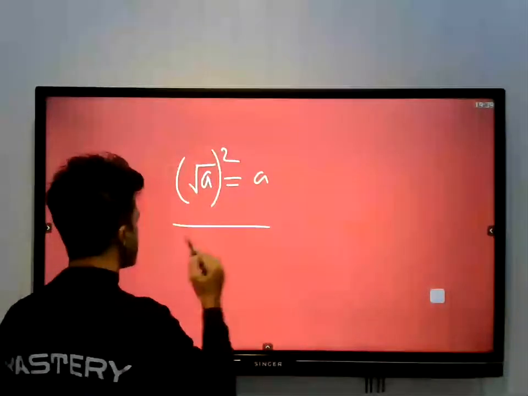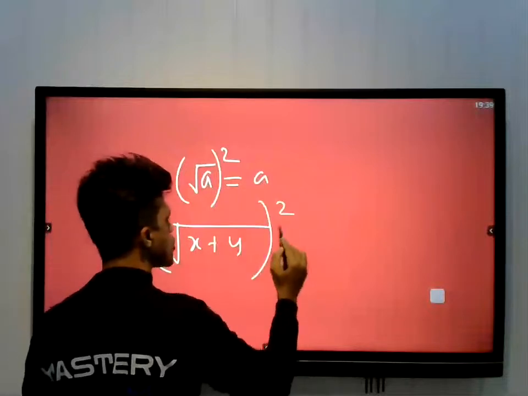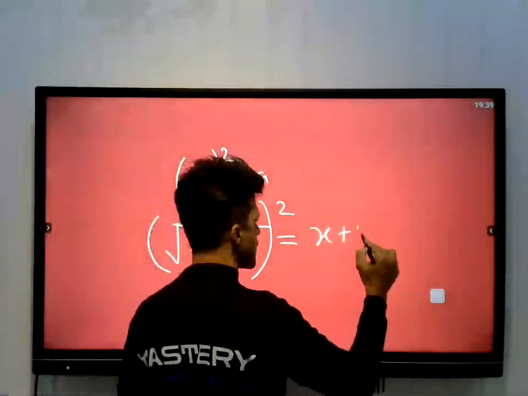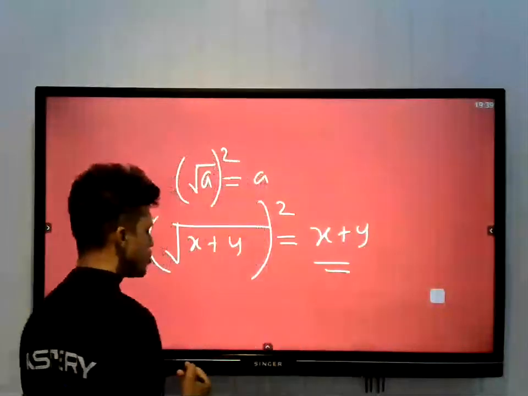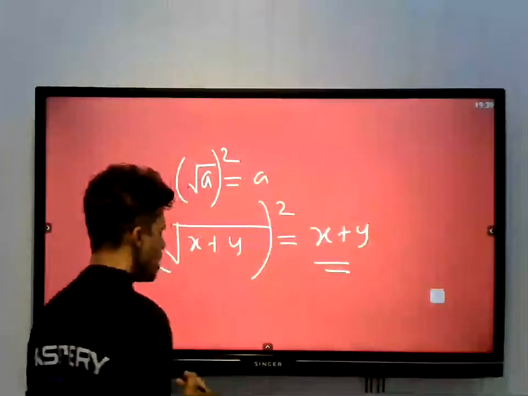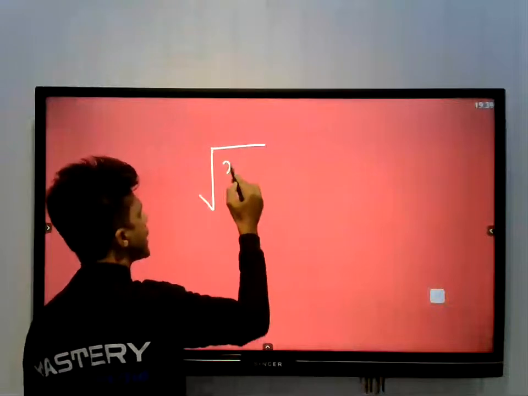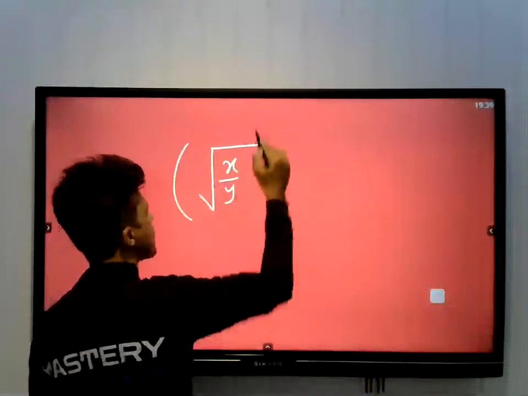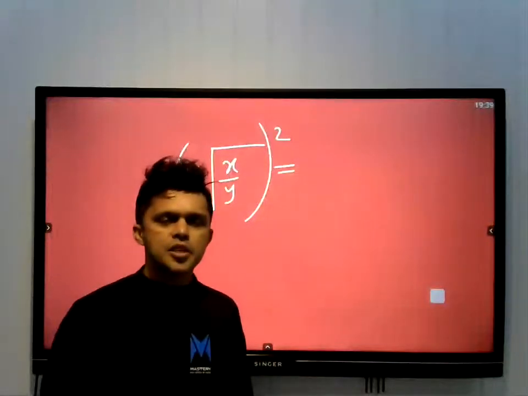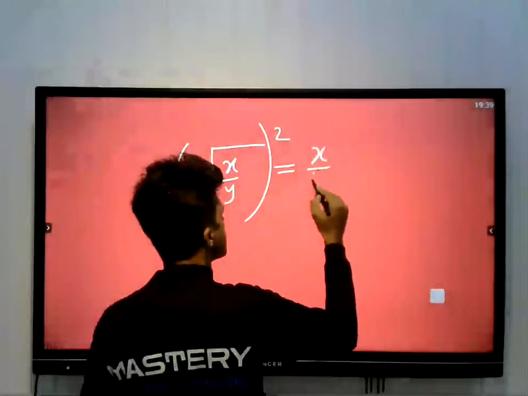Then this type of one: root of x plus y, whole squared. What should be the answer? The answer is x plus y. Think of this one: root of x over y, whole squared. What should be the answer? You need to remove the square, so the answer is x over y.